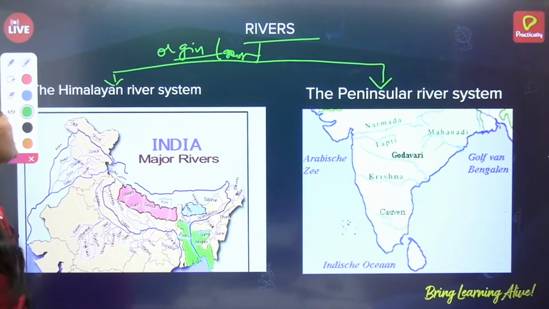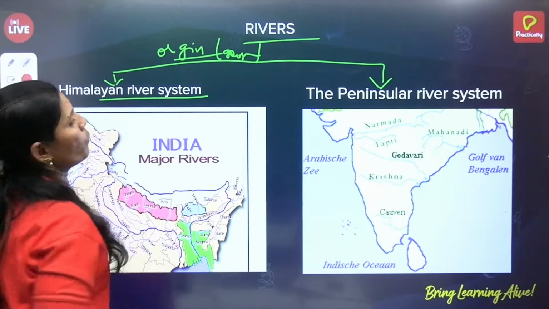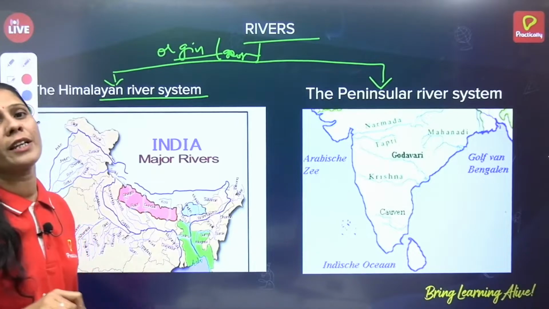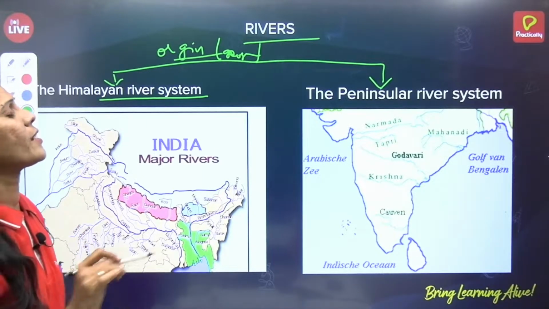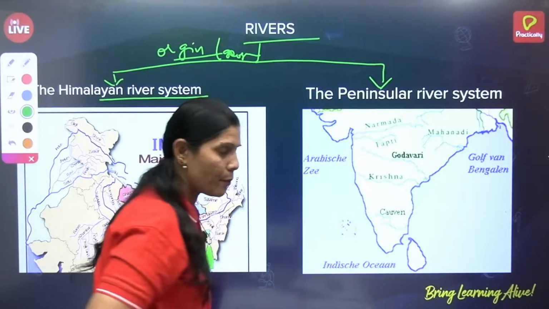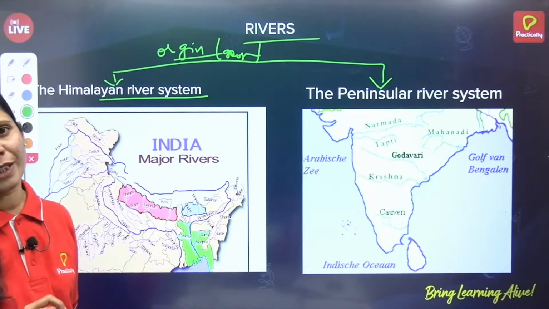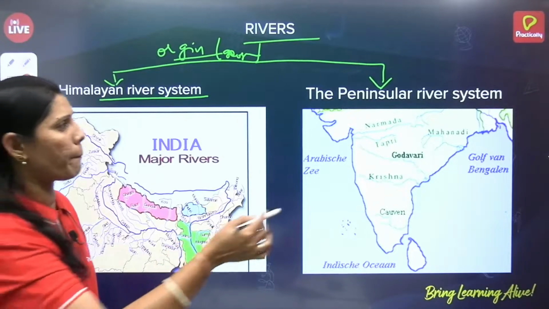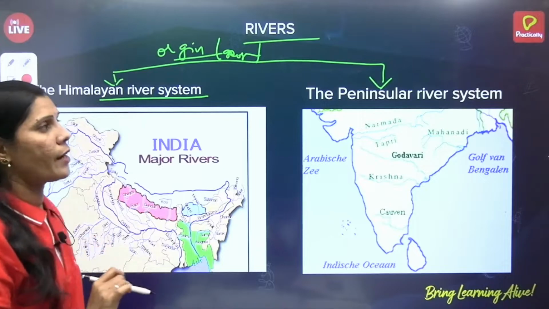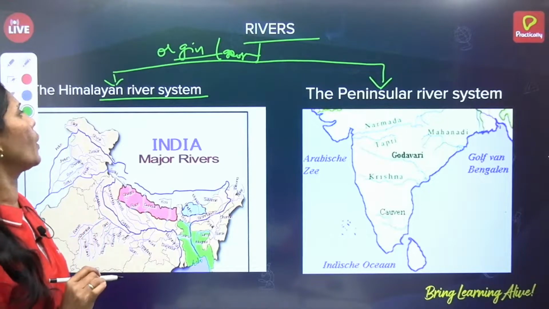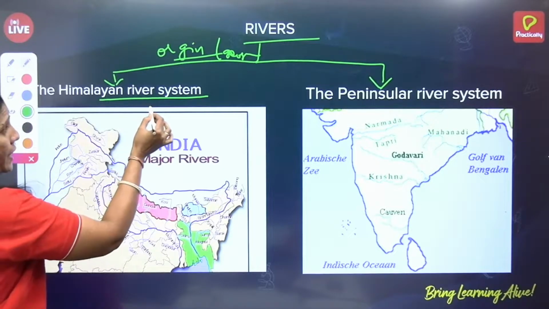The first one is the Himalayan rivers, which have their source in the Himalayas. The other one is the peninsular rivers, the rivers which exist in the peninsular region of South India. We call them the peninsular river system. So let us go into detail. What are these Himalayan rivers?